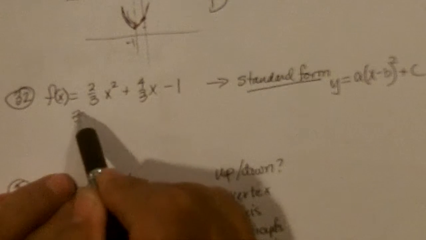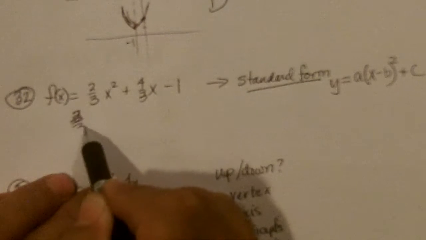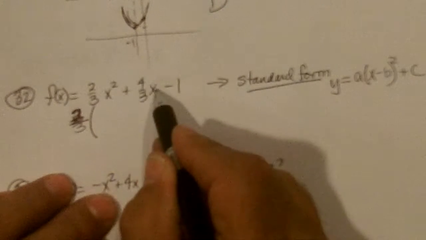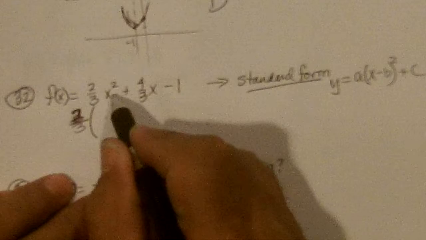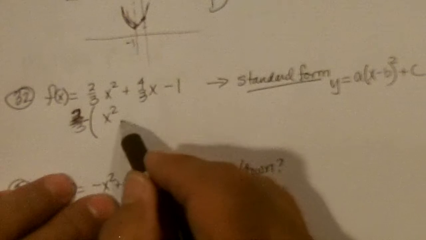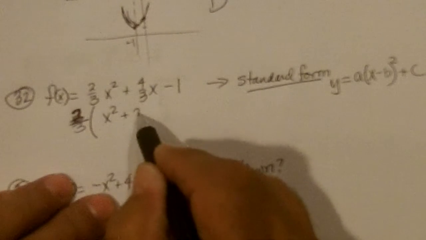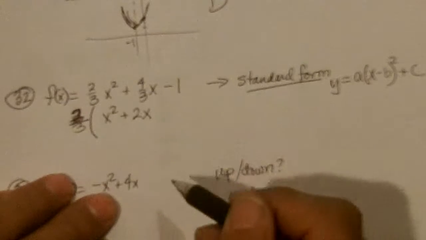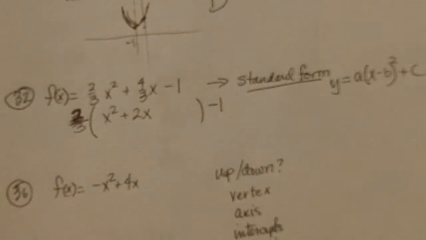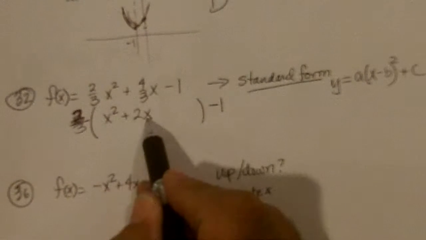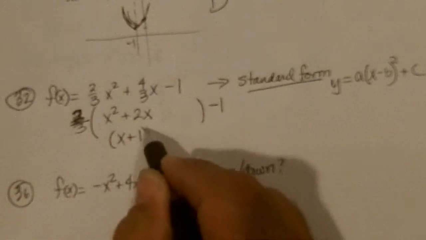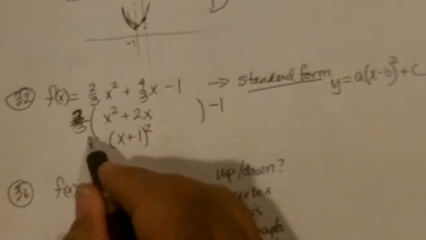So we're going to write 2 thirds, and take the 2 thirds out of the first 2. So 2 thirds times x squared is 2 thirds x squared, 2 thirds times 2x would be 4 thirds x. Leave some room and leave the minus 1 sitting out there. Now what we learned in circles, we use x plus half of 2, which is 1, squared. And that will be times 2 thirds.